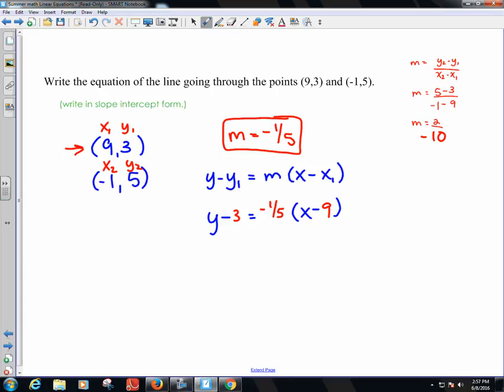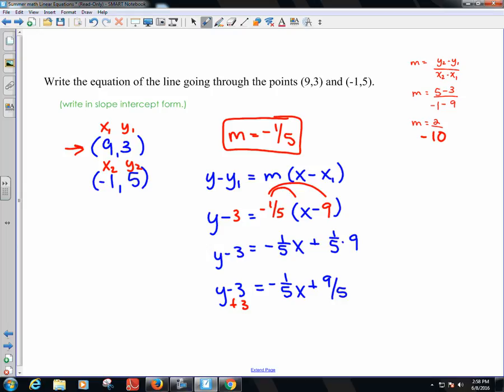Now I need to do some ugly math and distribute and move that negative 3 to the other side. So I'm going to say y minus 3 equals negative 1/5 x. Negative times a negative is always going to give me a positive. So I'm going to say plus 1/5 times 9. I'm going to multiply 1/5 times 9, and that's going to give me 9/5. All right, from here, I need to add this 3 to both sides. I need to move that over.